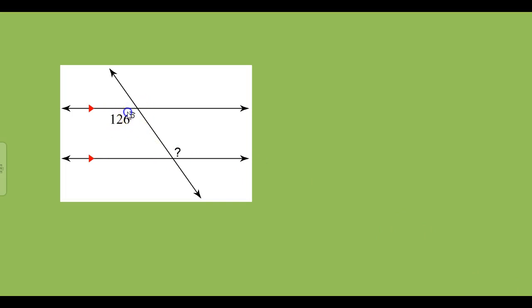All right, here we have alternate interior angles. We know that alternate interior angles are congruent. So if this angle is 126 degrees, so is this angle. Next, it gets just a little more complex, but not difficult, as long as you can identify those angle pairs.